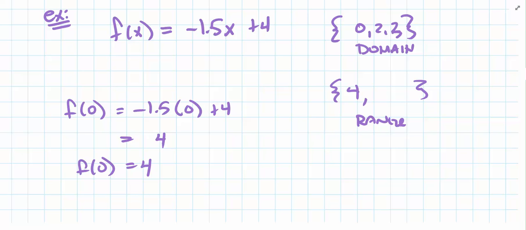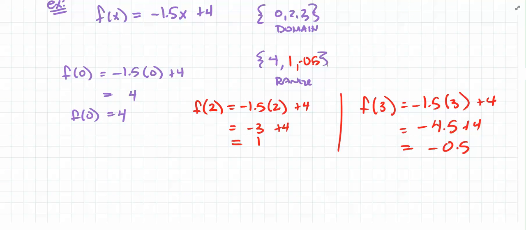Yeah. Okay, so if I give you a domain and I give you a function, we can take each element in that domain and run it through our function using function notation and then produce a range. So 0 gets mapped to 4, 2 gets mapped to 1, and 3 gets mapped to negative 0.5.